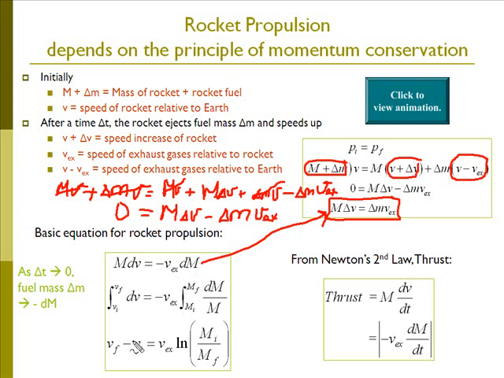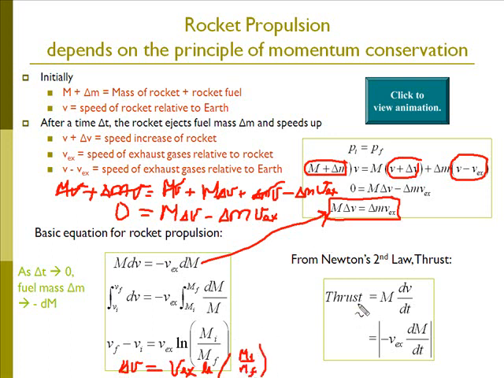We rearrange the terms so that after we integrate both sides, we have the change in speed, delta v, the change in speed of the rocket from its initial to any point thereafter is equal to the escape velocity of the gases, the exhaust gases, times the logarithm of the ratio of initial mass to final mass.